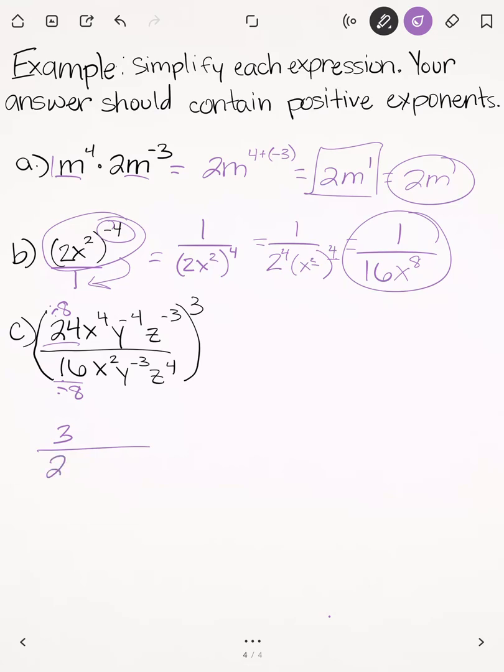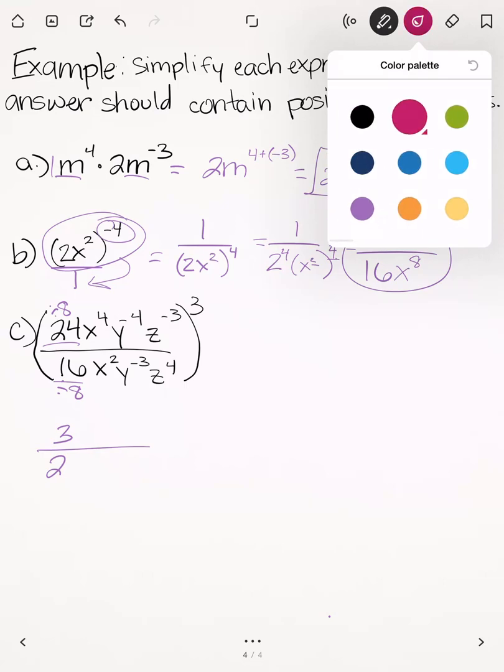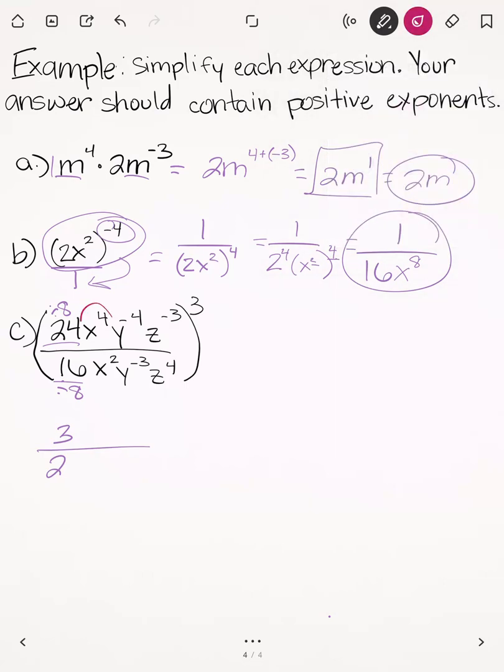Now I go to the x's. So let me change colors so you can see. So now I'm going to talk about these x's right here. The same base, they need to be subtracted because I'm dividing. So that is x to the 4 minus 2 power, and 4 minus 2 equals 2. It's a positive one, so it gets to stay up top.